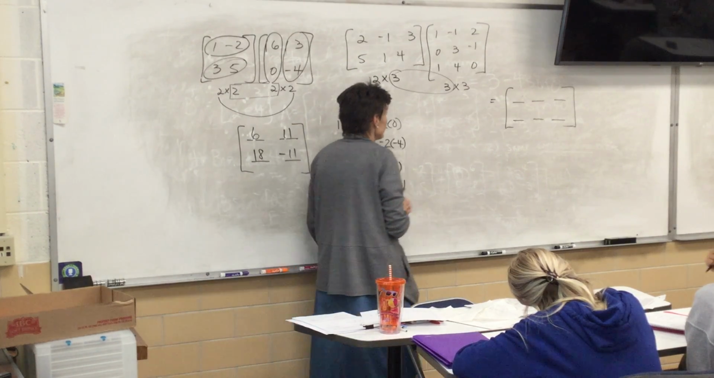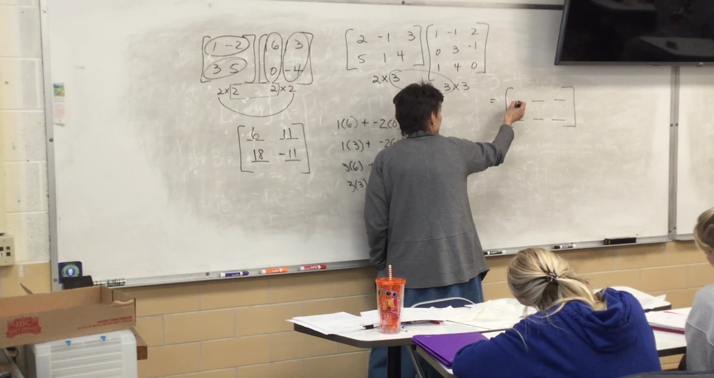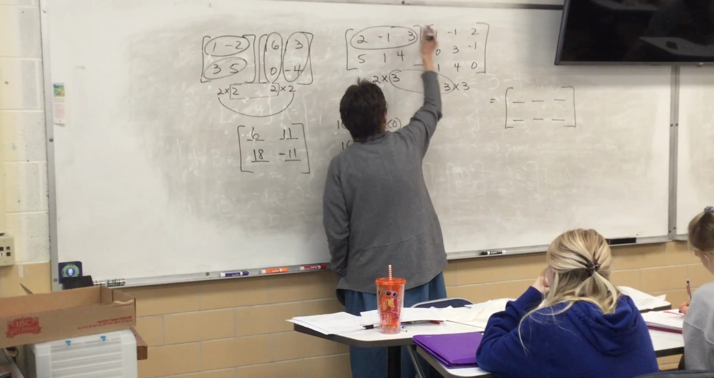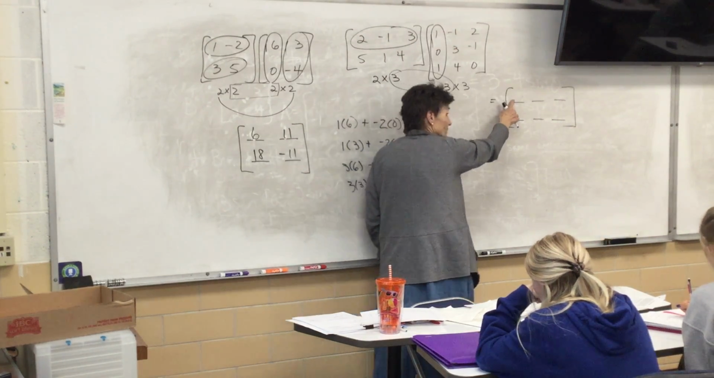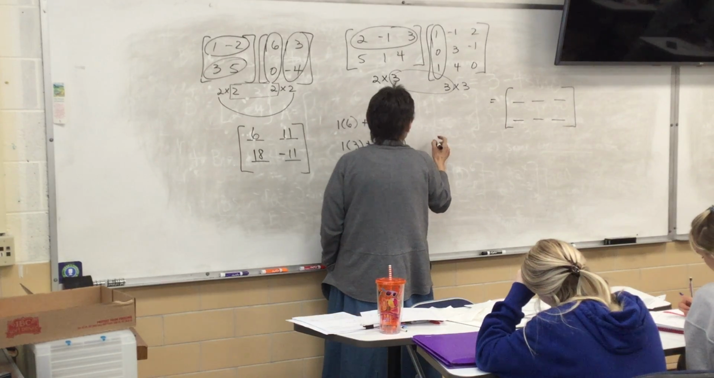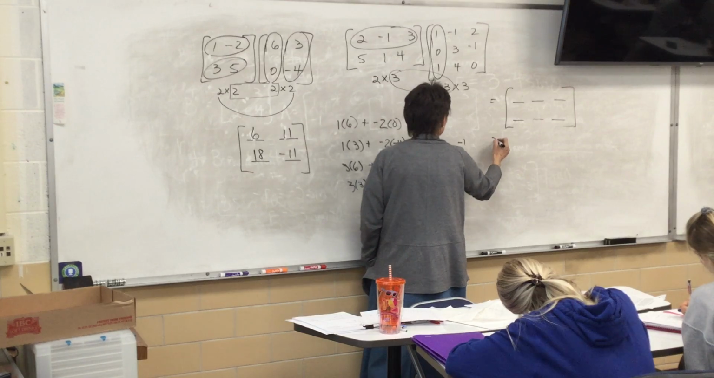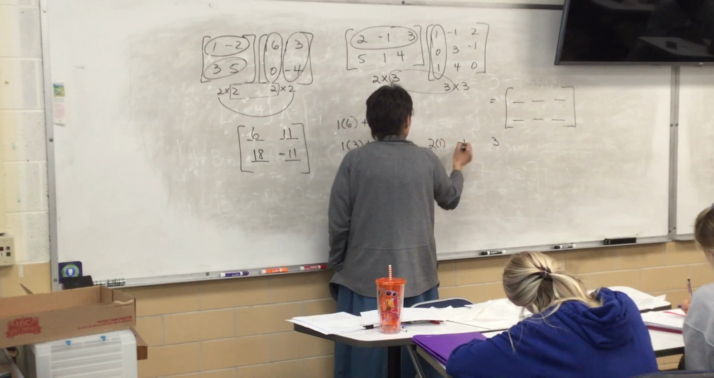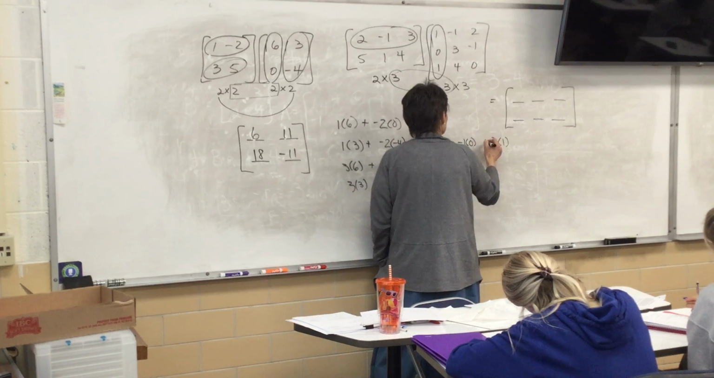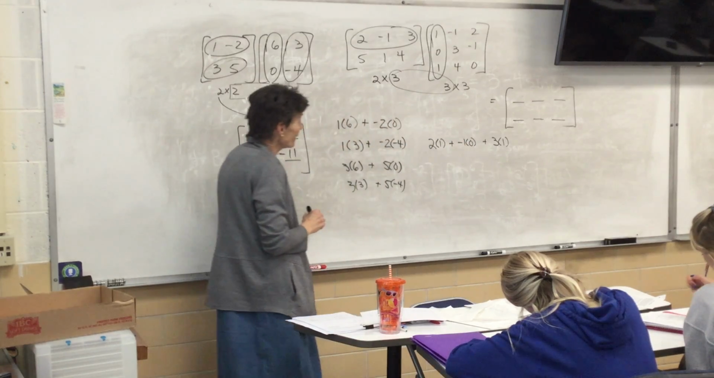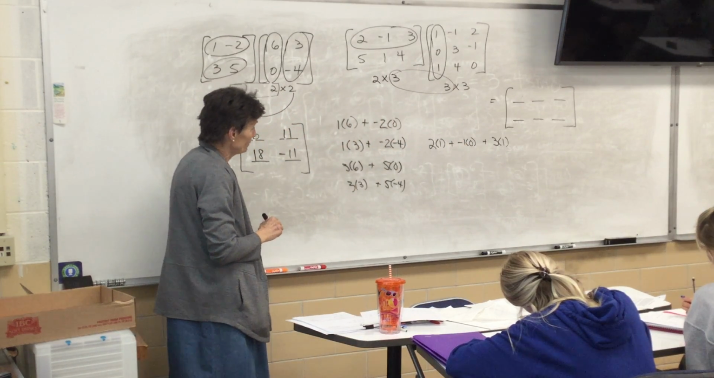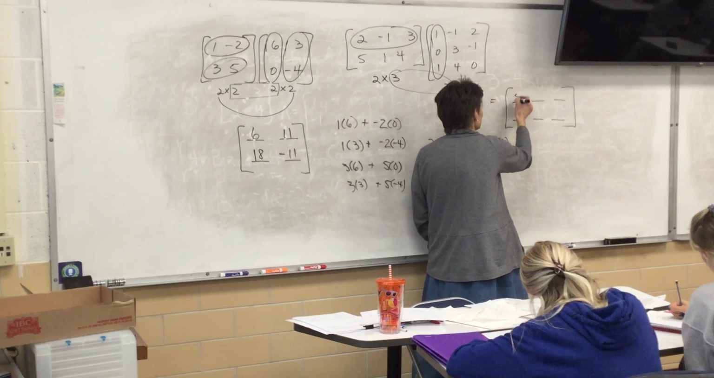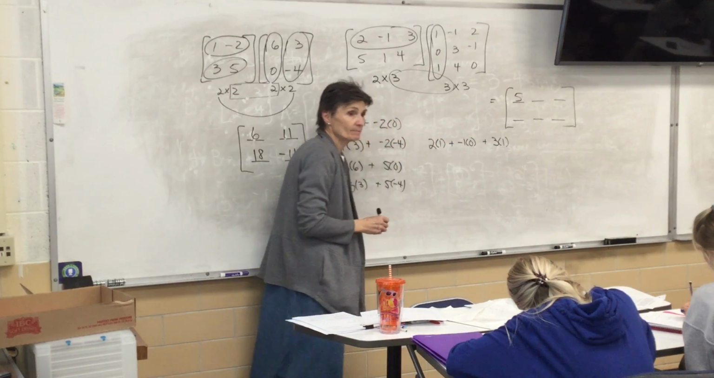All right, here we go. You have to figure out what's going to go right here. Well, that's row 1, column 1. So write down the numbers in the row, 2, -1, 3. And then next to those, write the numbers in the column, 1, 0, 1. Multiply each pair and add it all up. So this number is a 5. Everybody agree with that?